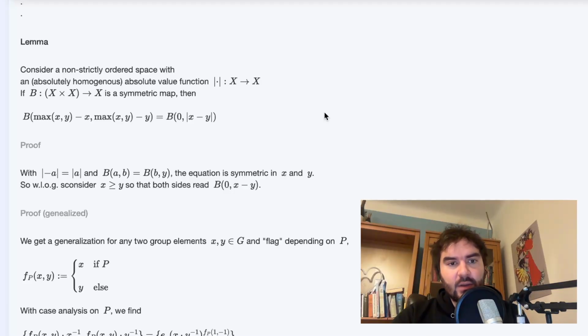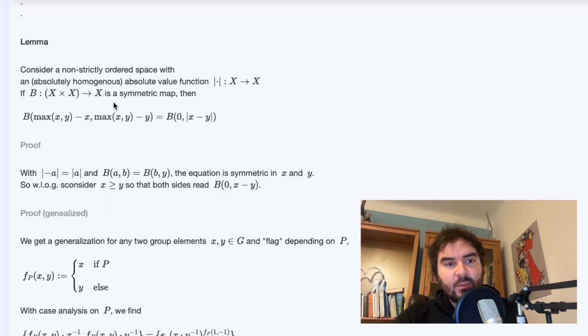So the context in which I discuss the first lemma is the following. We have some space X and we have some sort of norm function. You can think of it as the absolute value on the reals. We're not going to use all the properties. We just need this homogeneity for having nice formulas. And we have any symmetric B, some function of two arguments where you can swap the arguments.